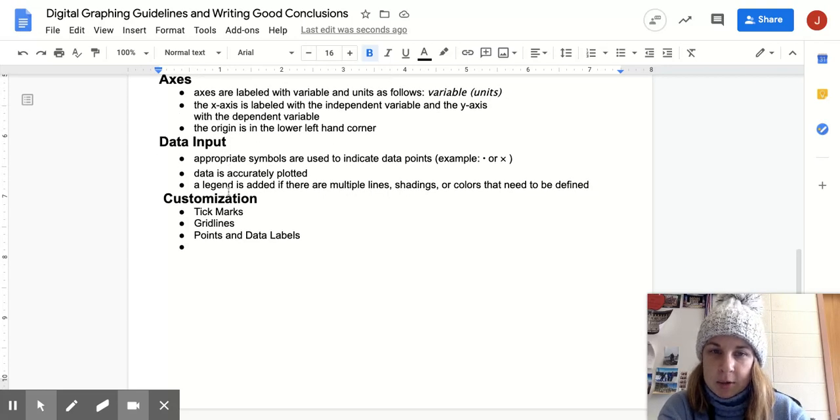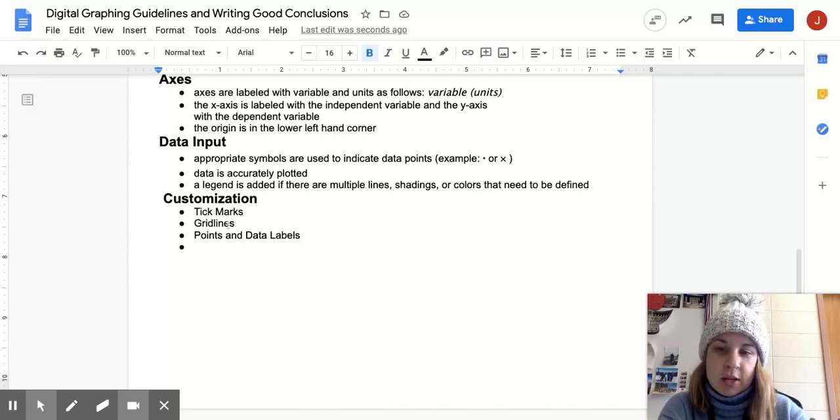Your data input. So appropriate symbols are used to indicate data points. So you could have either a circle or an X. Your data is accurately plotted. So again, as long as you input your data correctly, it will be accurately plotted. A legend is added if there are multiple lines.